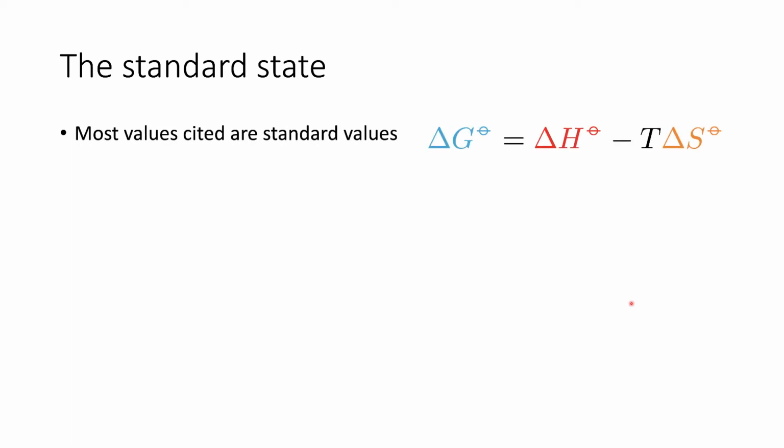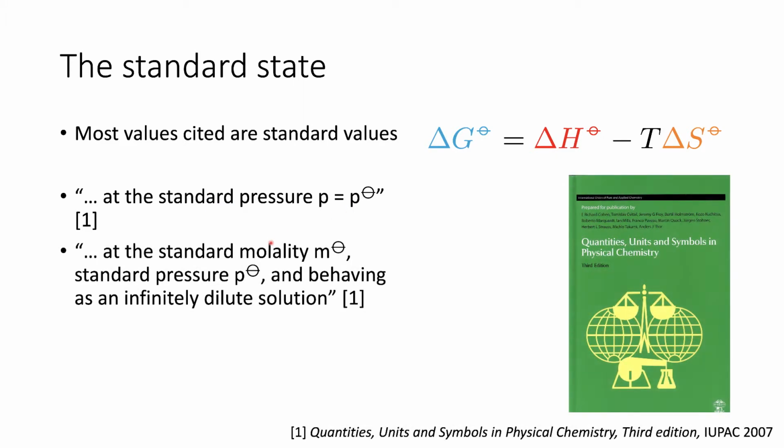It's worth us now giving some attention to the standard state and what the standard state means. This is something you've seen a lot, but it's worth just quickly highlighting it. Most of the values that we cite are standard values, so the standard Gibbs energy, the standard enthalpy, and the standard entropy of a particular process. The definitions are fairly clear-cut, so we have things happening at the standard pressure, or standard concentration, and behaving as an infinitely dilute solution.